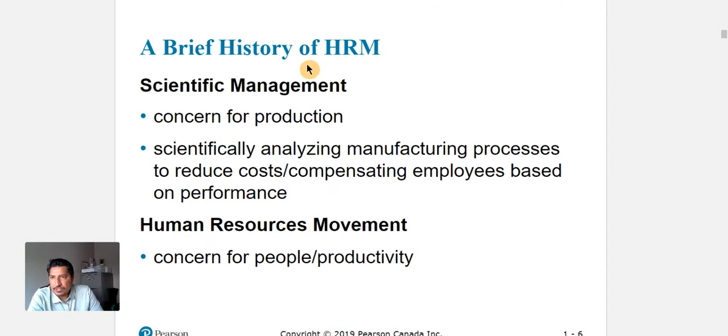A brief history of human resource management: scientific management, concern for production. Back in the old days, an example is Henry Ford, the assembly line automobile. The concern was to produce more in mass production. Scientifically analyzing manufacturing processes to reduce cost, compensating employees based on performance. Now, the human resources movement, concern for people, productivity. See that? There are 2 aspects. One is production-wise, and then the second is looking into the human factor, which is people and productivity.